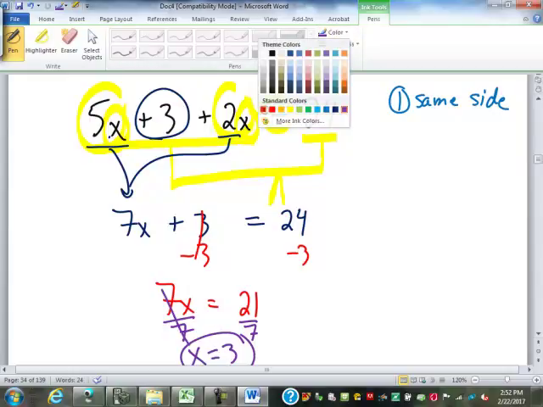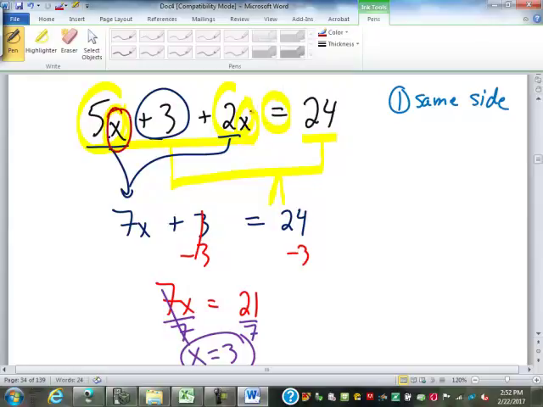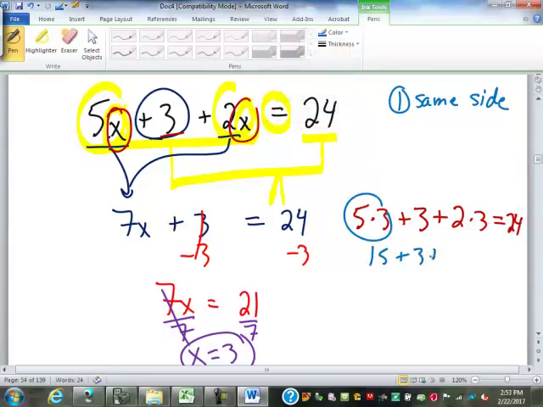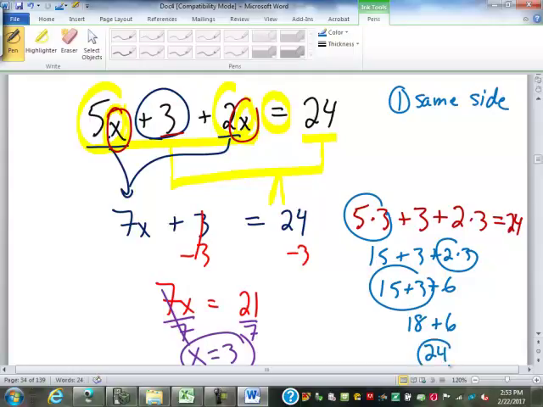Just like always, we can go back and double check to see if this works out by replacing x everywhere it appears with a 3. So 5x becomes 5 times 3. Plus, we just had a regular 3 there. Plus 2x becomes 2 times 3. And we have to see if that comes out to be 24. So we have 5 times 3 is 15. 2 times 3 here is 6. 15 plus 3 is 18. Plus 6 is 24. So we get 24 on both sides. So that indicates that that most likely is the correct answer.